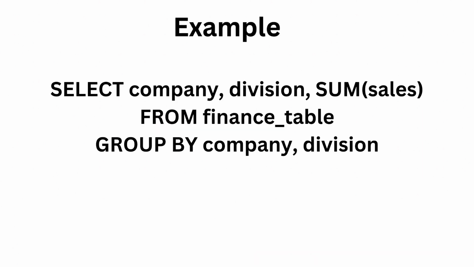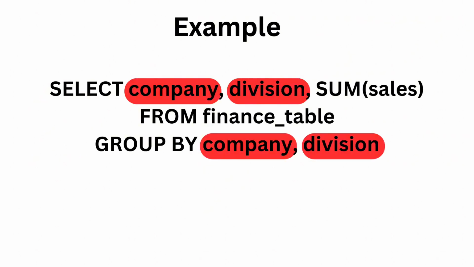So let's imagine a different example. We can have something like select company, division, and then sum of sales. You can imagine we had 3 columns in this table. One was different companies, then the divisions within that company, and then different sales per division per company. Notice again that if I'm selecting columns such as company and division, then they must also appear in the group by statement.